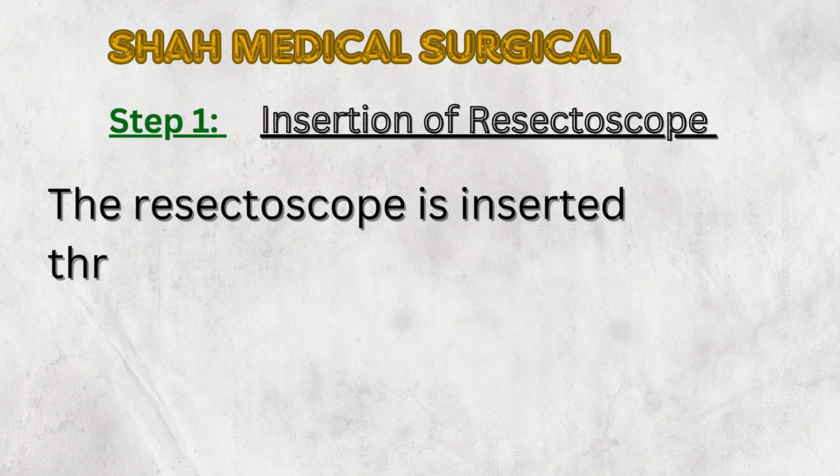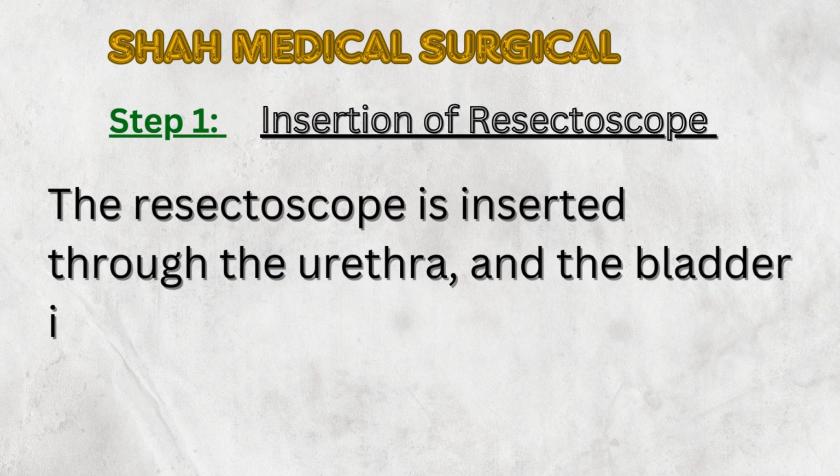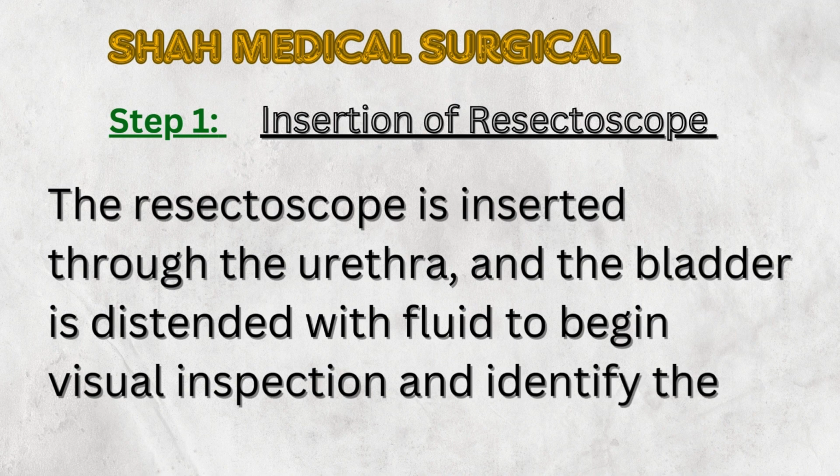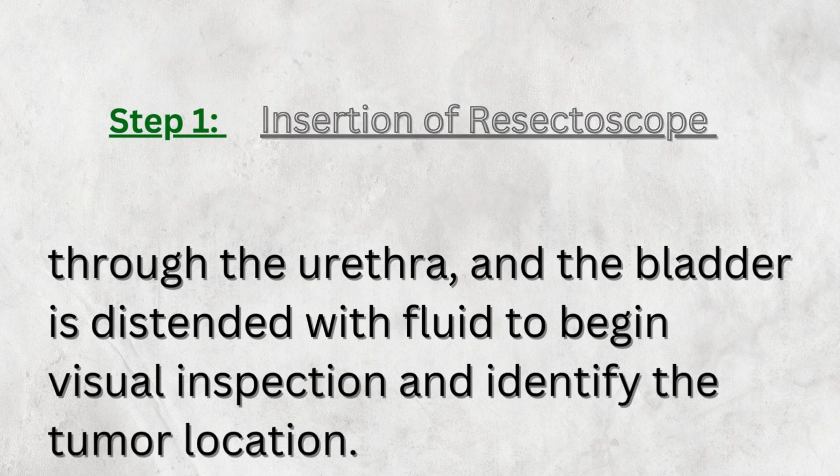Step 1. Insertion of resectoscope. The resectoscope is inserted through the urethra, and the bladder is distended with fluid to begin visual inspection and identify the tumor location.